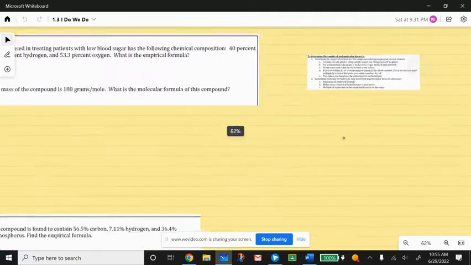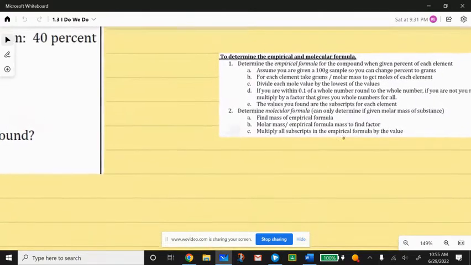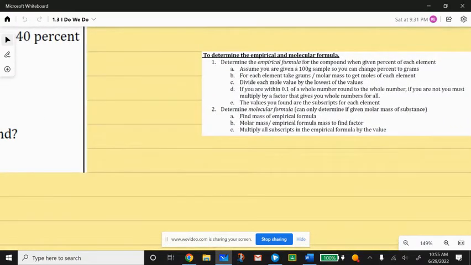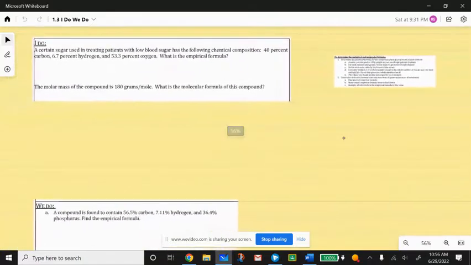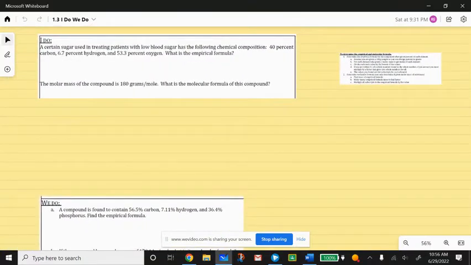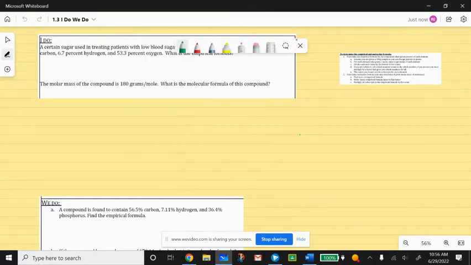Now, in your notes, they give you some information on how to determine the empirical and molecular formula. Make sure you read through this, take notes, and highlight whatever you need. There are some really good, solid tools to follow to help you calculate empirical and molecular formulas. We're just going to work through this one right here. So let me bring up my pen, and yep, that looks good.